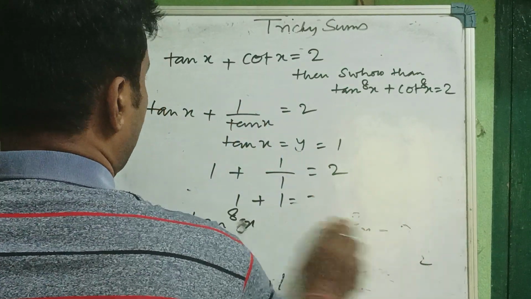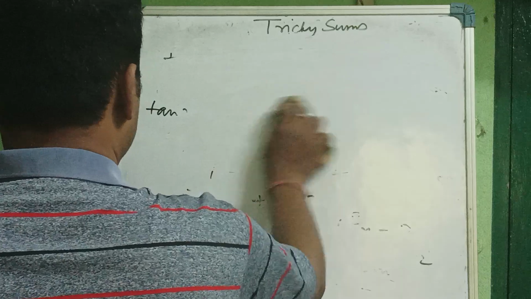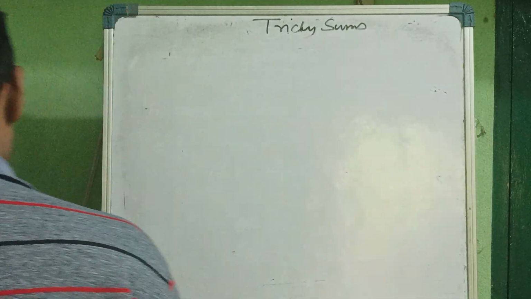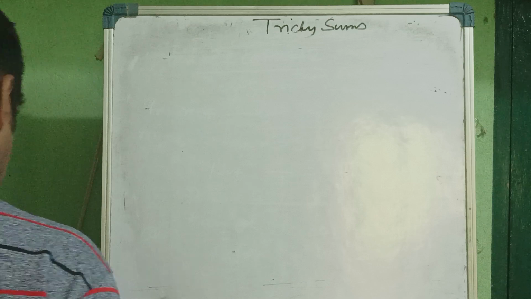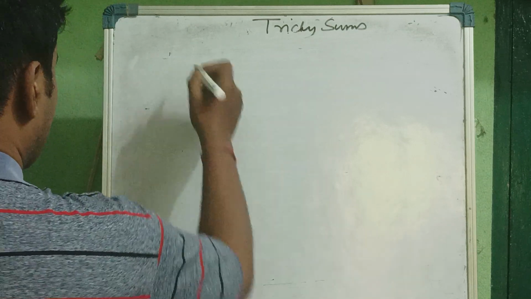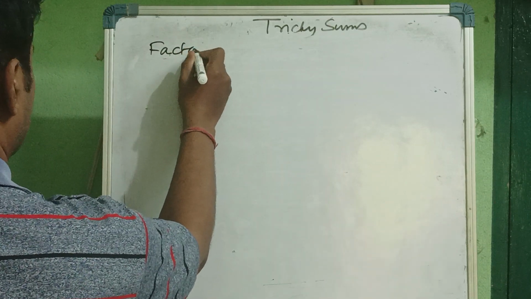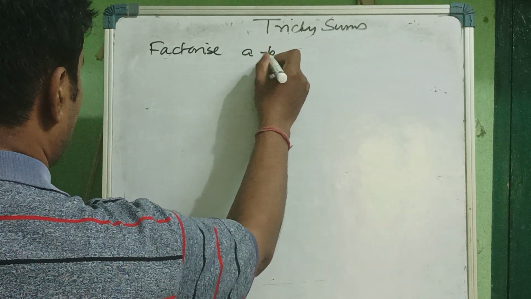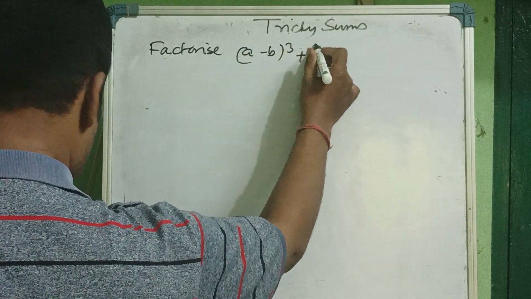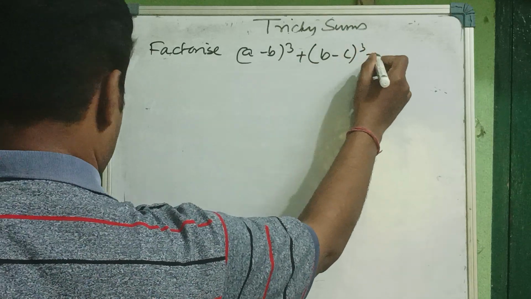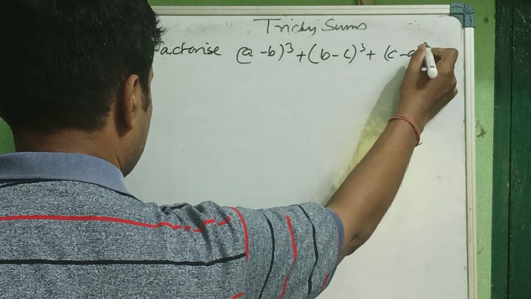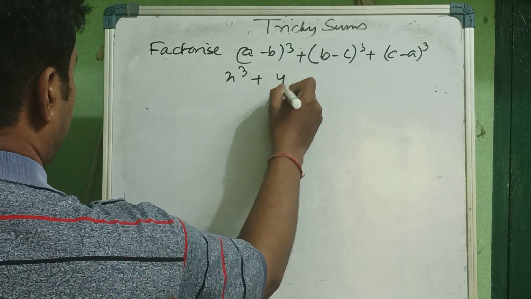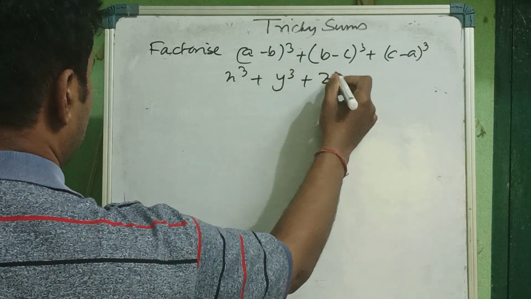Now we have to factorize a problem. The problem is: factorize (a minus b) whole cube, (b minus c) whole cube plus (c minus a) whole cube. Let's take these as x cube, y cube and plus z cube.